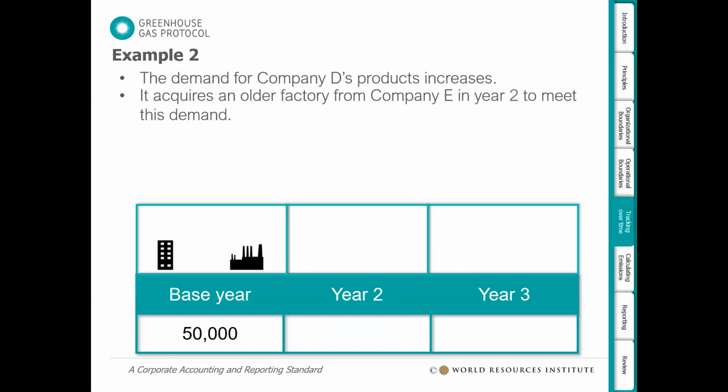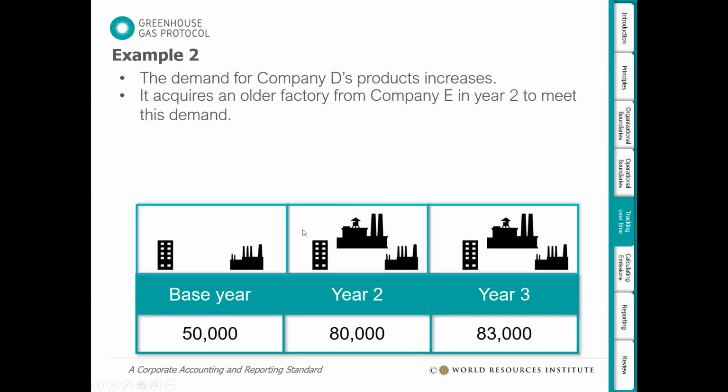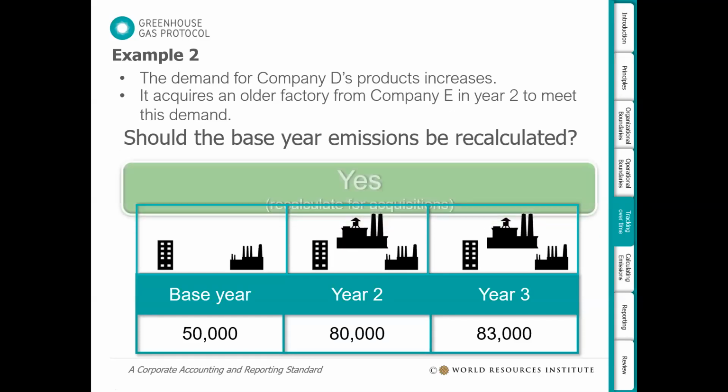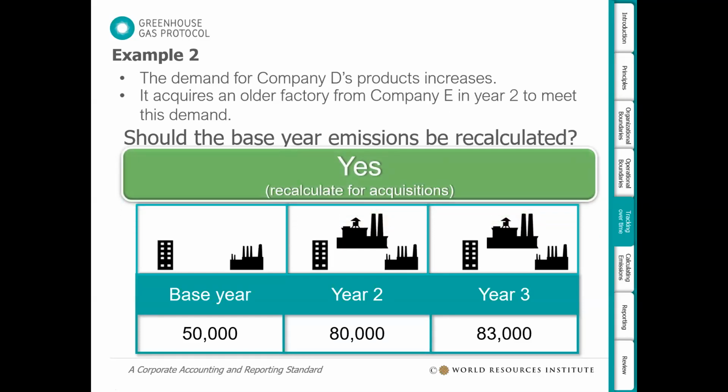The second example, the demand for a company's products again increases, and reacting to that demand, the company acquires an older company from another company. In this case, should the base year emissions be recalculated? And the answer is yes, because here we have a structural change which triggers recalculation of the base year inventory. And we do this recalculation assuming that the structural change exceeded whatever significance threshold the company has set.